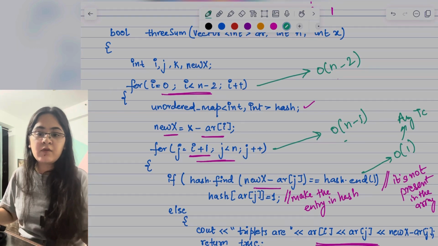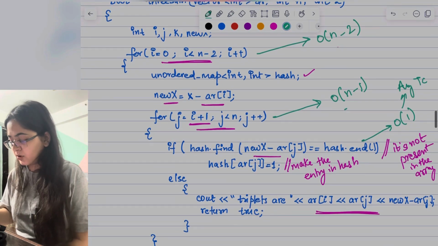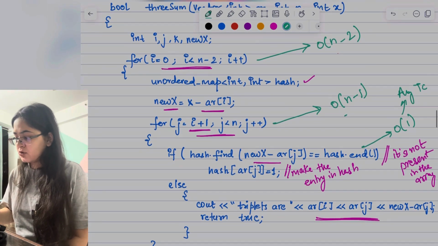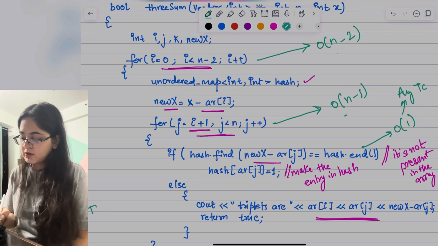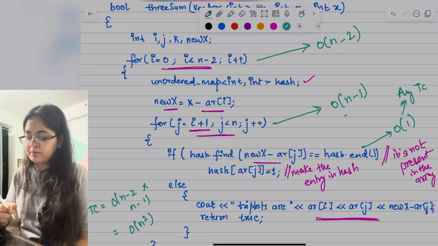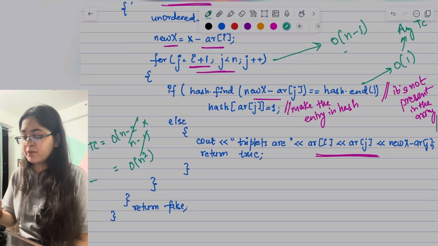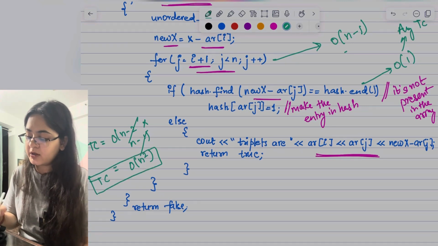If you are not aware of it, please brush up your concepts of this, because I'm not going into that much detail. So this is order 1. If you see, time complexity is order n minus 2 into order n minus 1, which is order n square only, because we are going to ignore the constants. So time complexity is order n square.